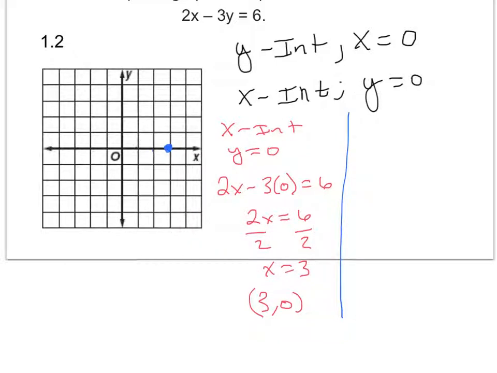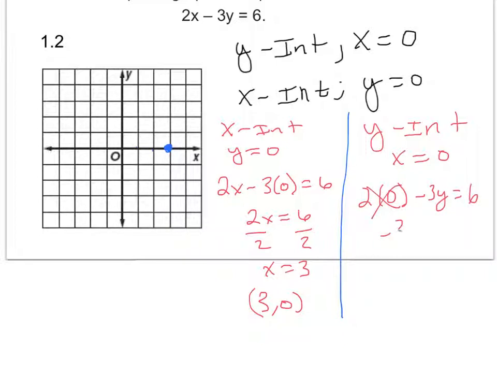Now I'm going to do the same for my y-intercept. So my y-intercept, I know x is equal to 0. So that means I'm going to take my equation, I'm going to plug in 0 for x. That cancels out. I have negative 3y is equal to 6. I divide by negative 3, and y is equal to negative 2. So my y-intercept is the point (0, -2).